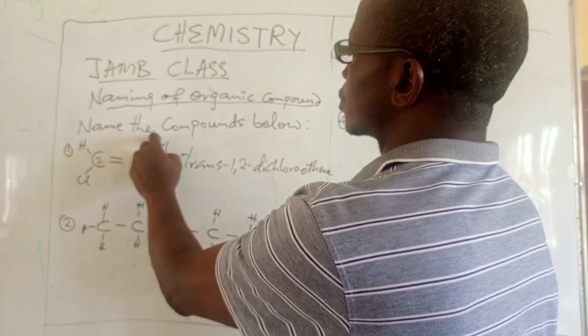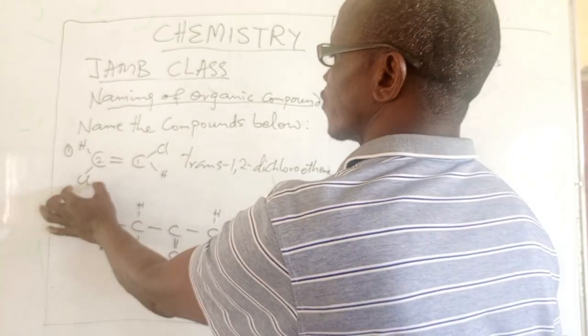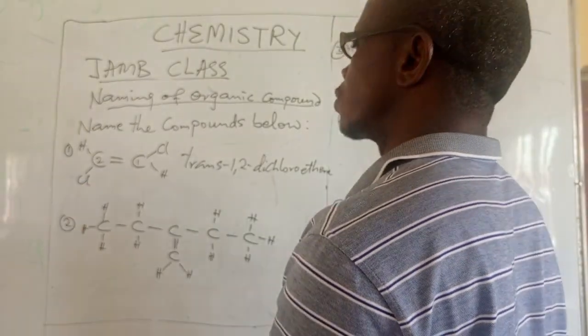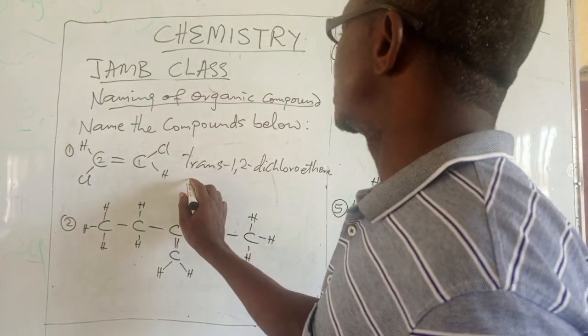If you take this down to this place, take this hydrogen to that place, and you have Cl on one side of the molecule, you don't call it trans again. Instead, you call it what? Cis.